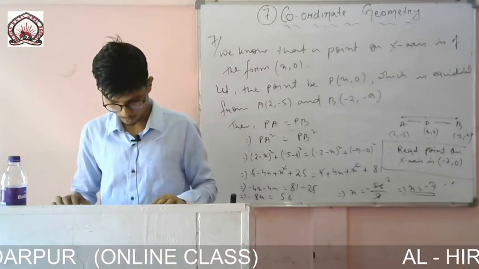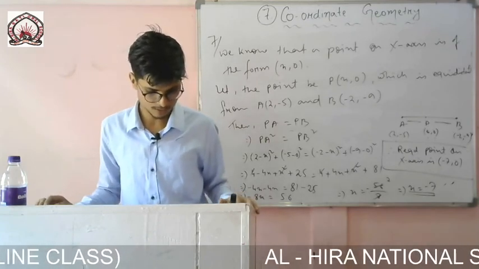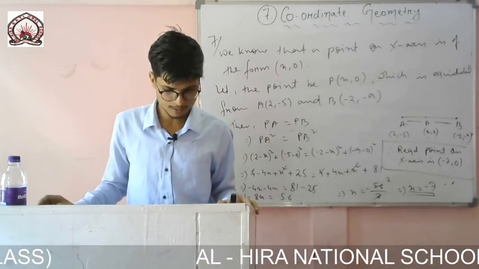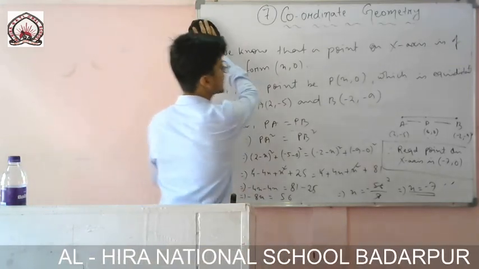Okay, so now let us go to question number 8. Find the value of y for which the distance between the points is 10 units. So here the distance between the points is given and you have to find the value of y. Okay, so very easy.